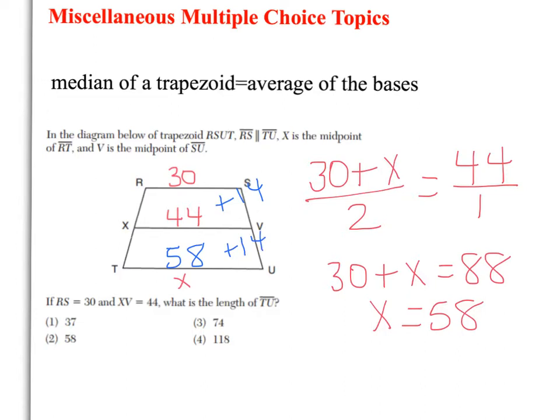Again, even if you didn't know how to do this one, look at the answer choices. It can't be 37, that's too small, and 118 seems way too big, so at least you can get a 50-50 shot of getting it right.